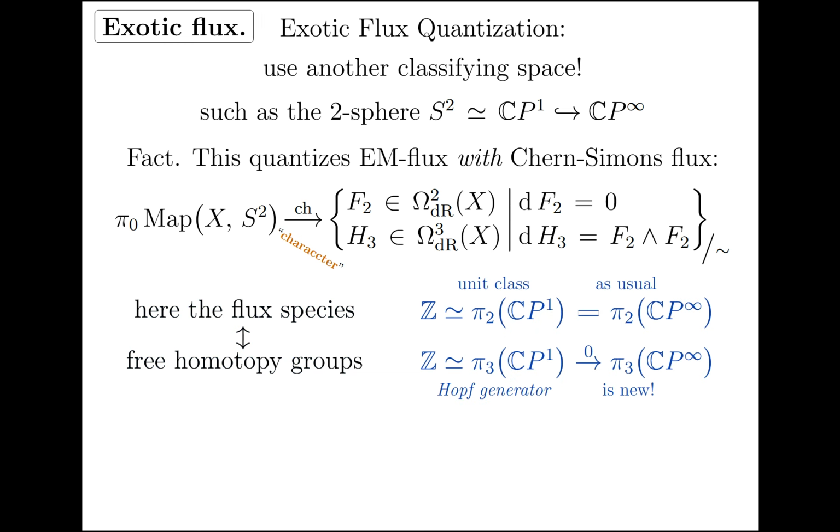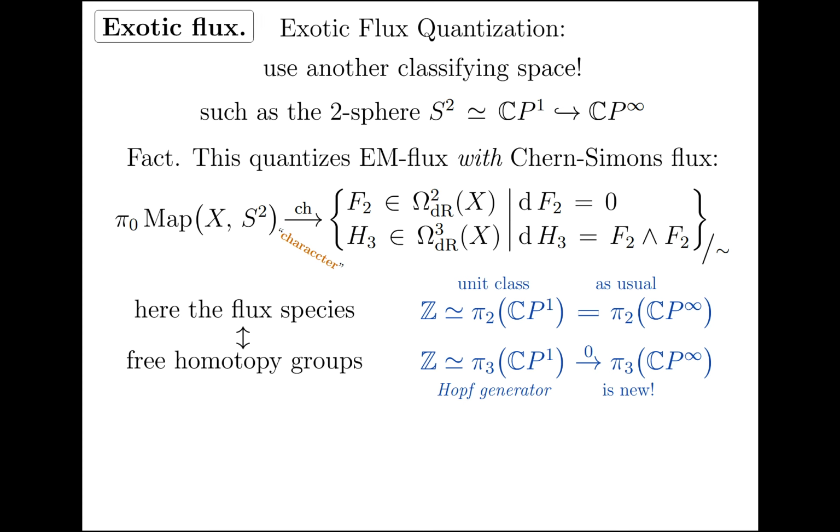So what this just means in our context is the following. CP1, our new classifying space, has a non-trivial homotopy group in degree 2. It's the group of two-dimensional deformation classes in CP1, and that is the integers, by the Hopf degree theorem, if you will.